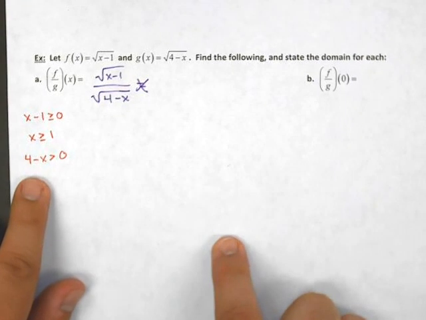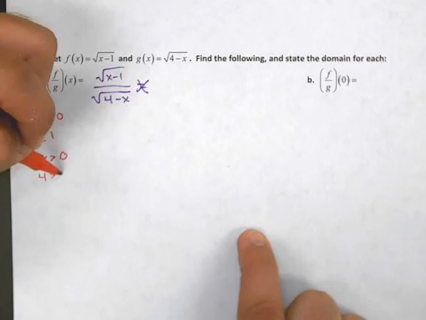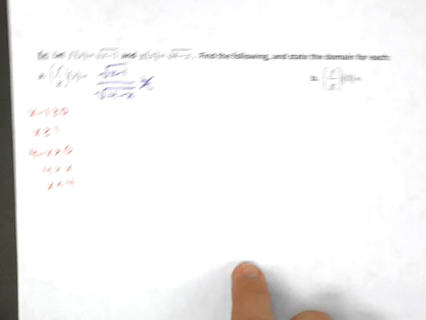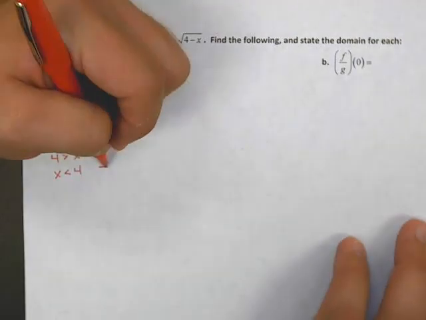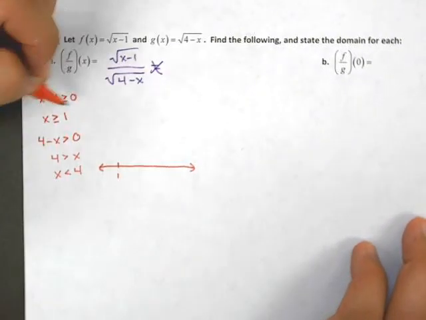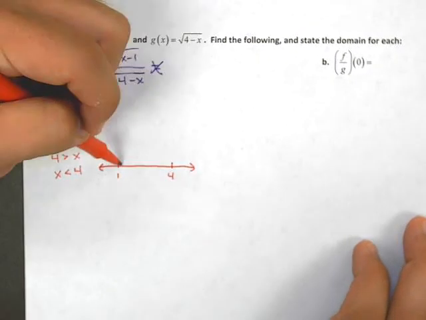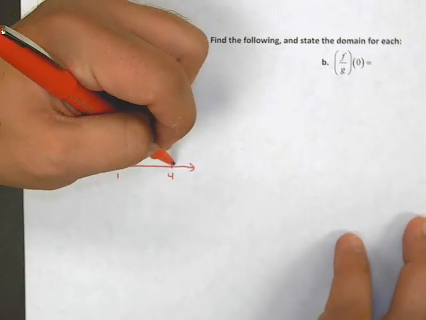So let's see what is going to happen here. Well, I'm going to add x, so 4 must be greater than x, or I'm going to reverse this just to make it look a little nicer. x has to be less than 4. Good, perfect. Numberline this. We have some boundaries at 1. I have another boundary at 4. I know that it can equal 1, so I put a closed circle. I know that it cannot be 4, so I put an open circle.